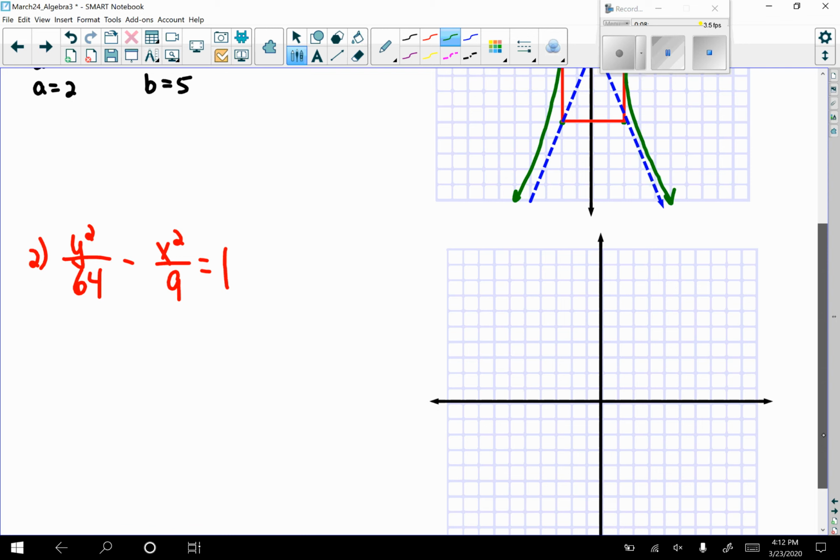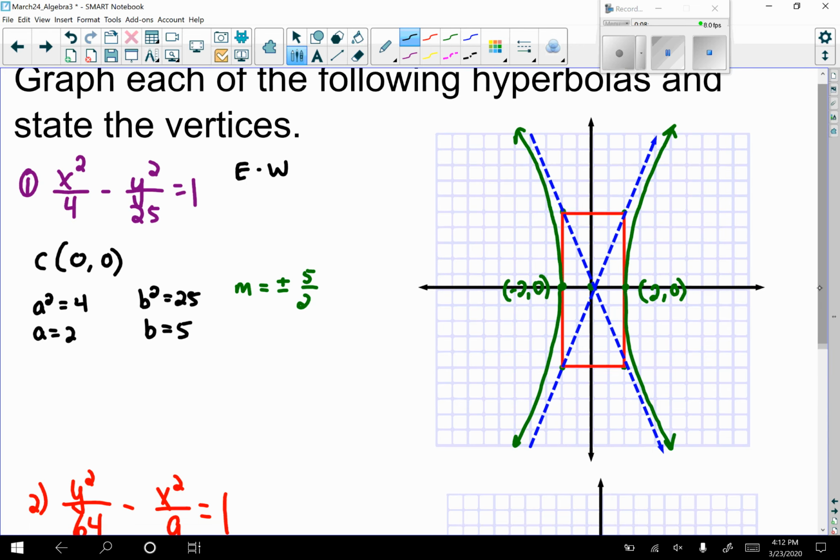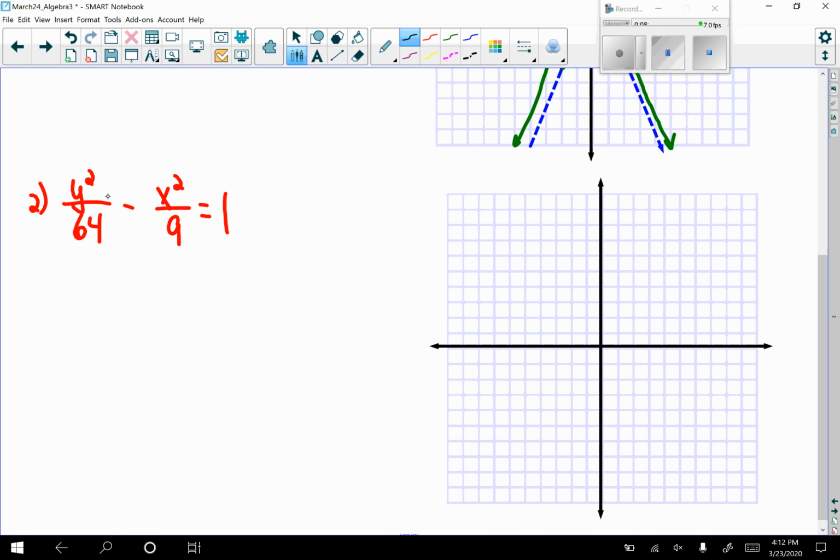All right, taking a look at example 2, we have y squared over 64. Again, notice the minus sign, x squared over 9 equals 1. Our center, again, since there's nothing up here with the x and the y, our center, again, is going to be at 0, 0. Again, a squared is always, in this case, for hyperbolas, the first denominator. So a squared is 64, making a 8. b squared is 9, so b is 3. The slopes of our asymptotes here, plus or minus, we always go with what's underneath the y. So in this case, it's going to be a over b, so 8 over 3.